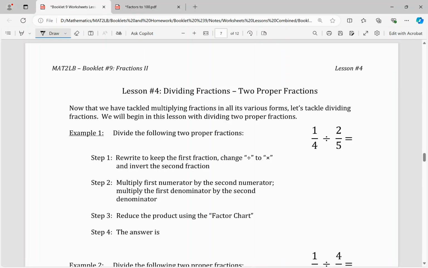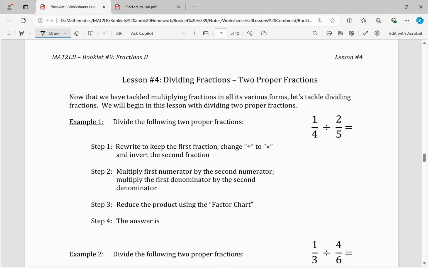All right, everyone. In this video, we will be covering Lesson 4 in Booklet 9. That is dividing two fractions when they are proper fractions.